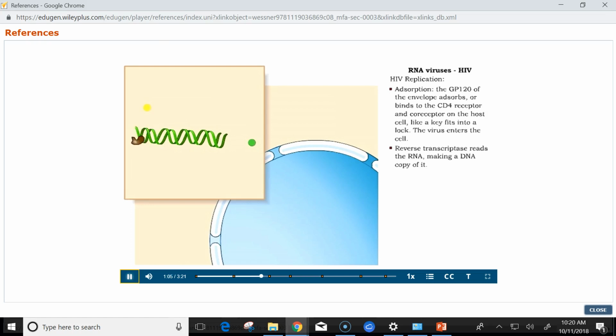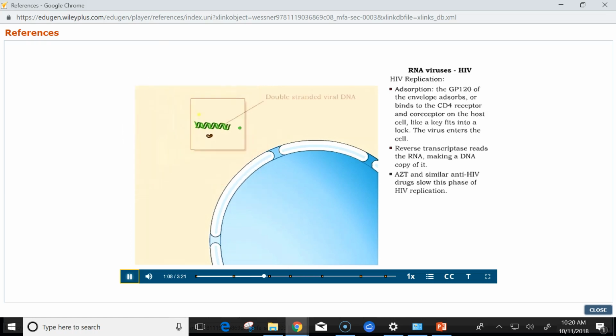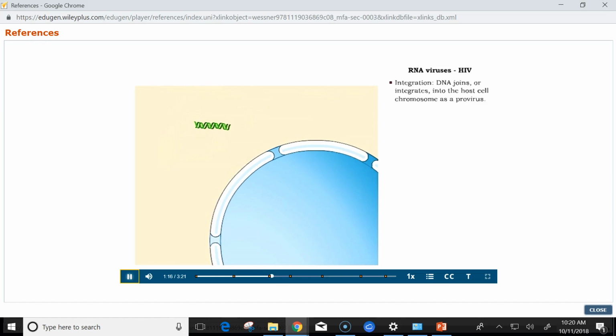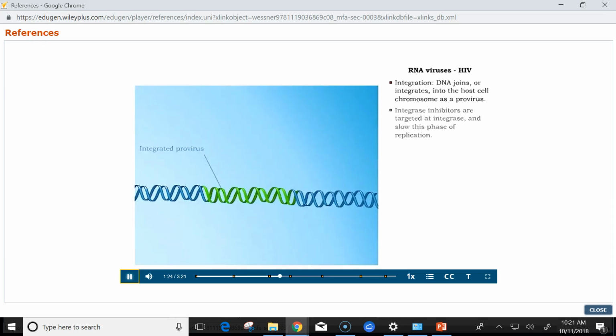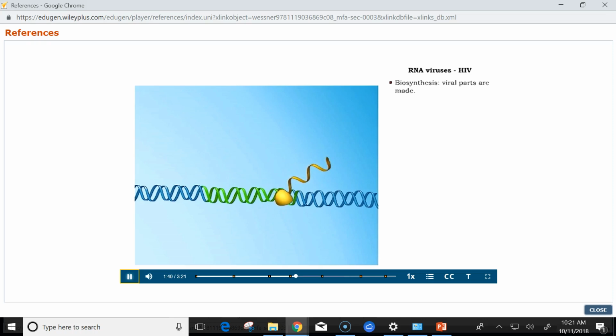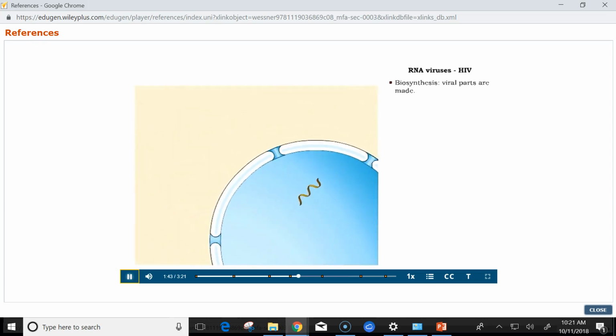Making that DNA. AZT and other reverse transcriptase inhibitors slow this phase of HIV replication. Using the viral enzyme integrase, the DNA joins or integrates into the host cell chromosome, becoming a provirus. Integrase inhibitors are targeted against this phase of replication. The provirus is latent for an indefinite period, then starts making new viruses. Messenger RNA is made for the envelope proteins, The proteins are made by ribosomes and move to the cell surface.